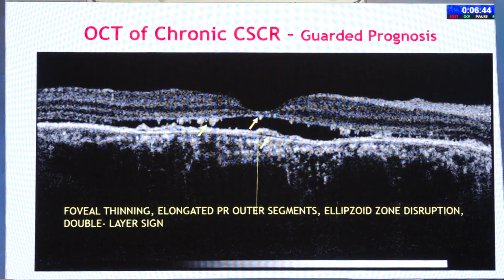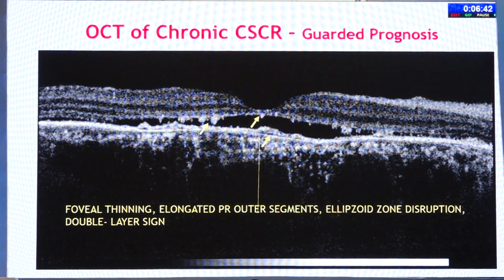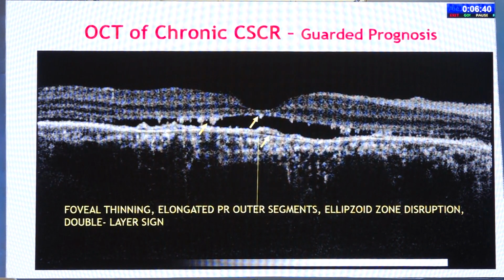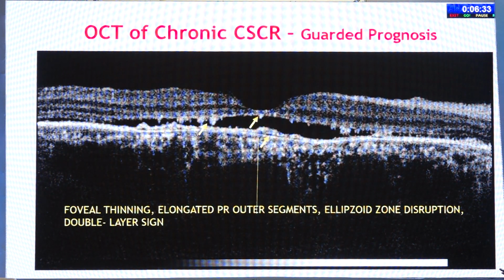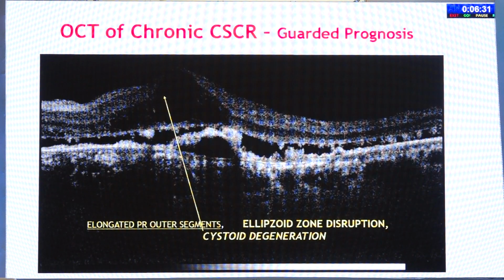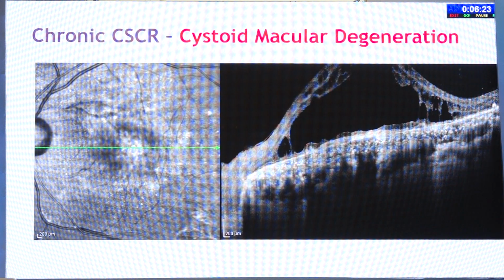When you look at the OCT features in chronic CSR, it is important to note the findings of foveal thinning, outer retinal photoreceptor elongation, the double layer sign, and even in later cases, intraretinal cystoid spaces, signifying the presence of chronic disease and giving a guarded visual prognosis.